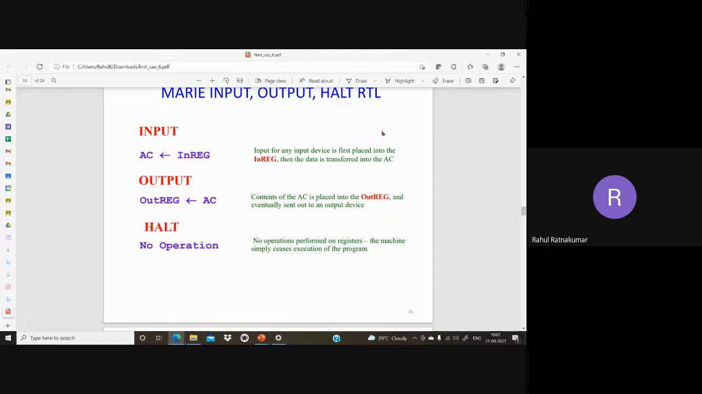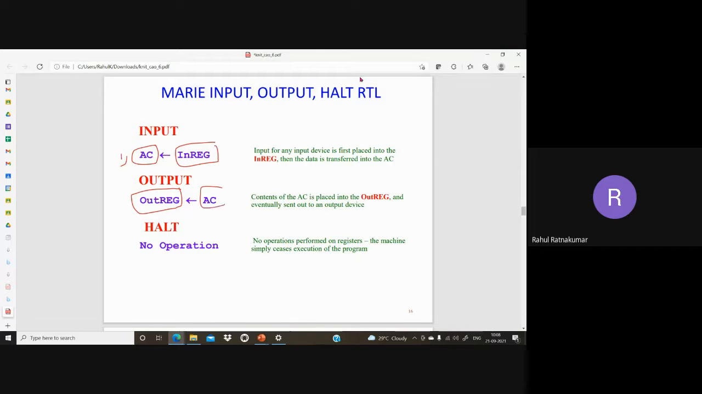Input and output are very simple. They don't have a complicated register arrangement. There is only one execution. In the case of input, it is just a switch between the input register and the accumulator. For output, it is just another register I'm using, the output register and the accumulator, and the direction is opposite. So we need two more registers, InREG and OutREG, and we need to load the accumulator in the input, and load the OutREG in the output. And halt, there is no operation.